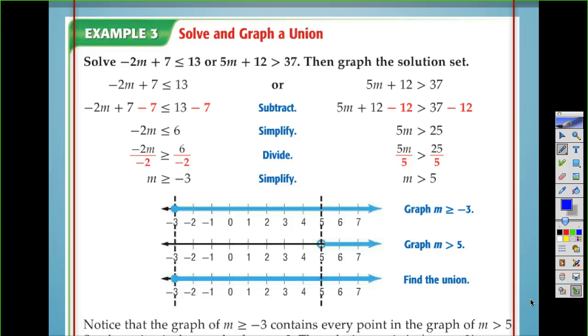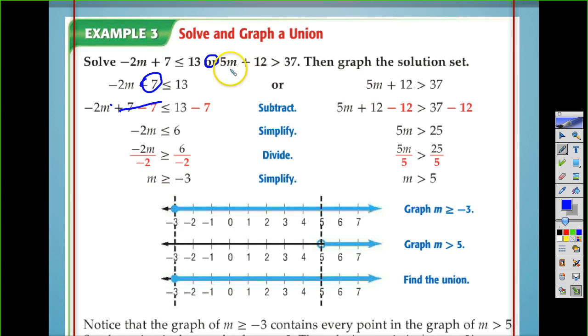All right, so let's solve another problem involving compound inequalities. This time it's or. Okay, so that means we're going to do these separately. So -2m plus 7 is less or equal to 13. You're going to get rid of this positive 7 by subtracting 7 on each side. That got canceled out. You have -2m, and 13 minus 7 is 6. Divide by -2. Caution, you're dividing by a negative number. You notice the flipped sign. So now it's pointing to the other direction.